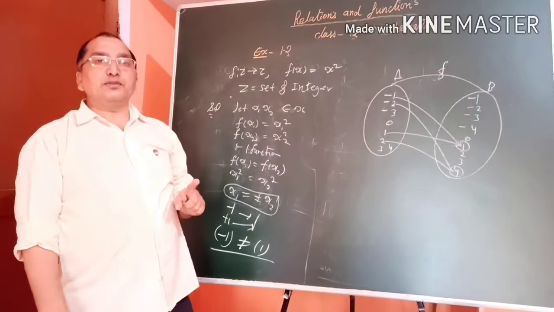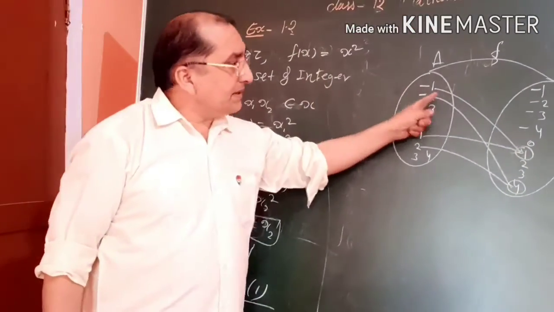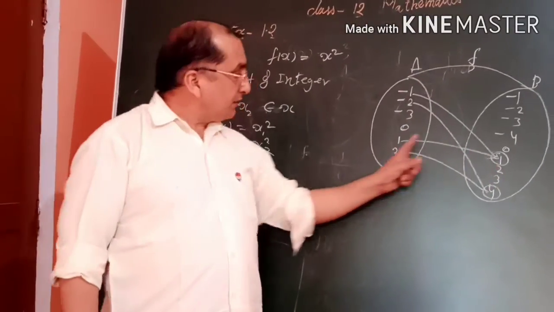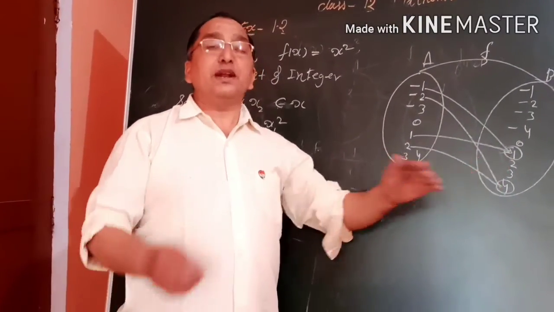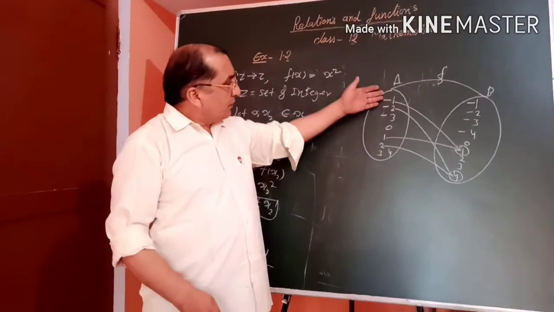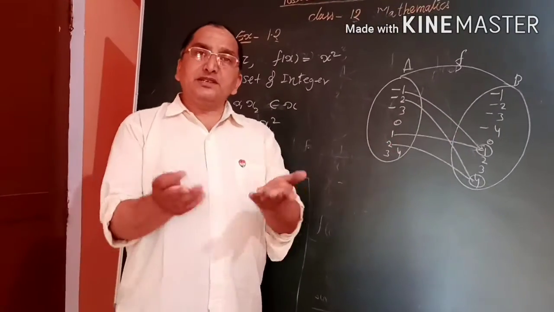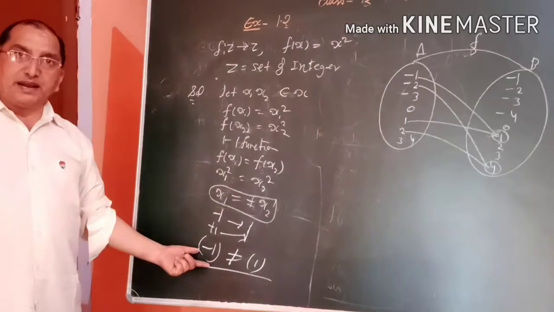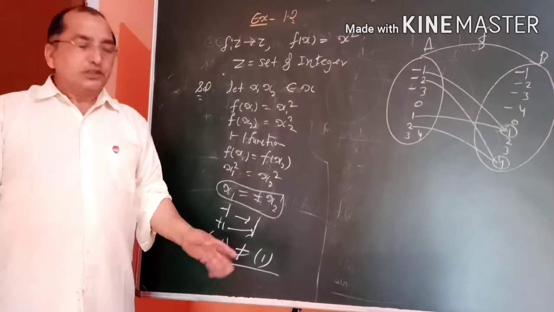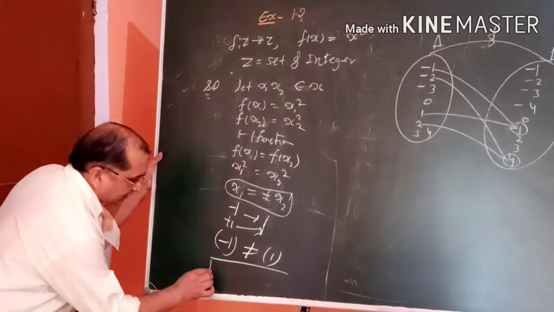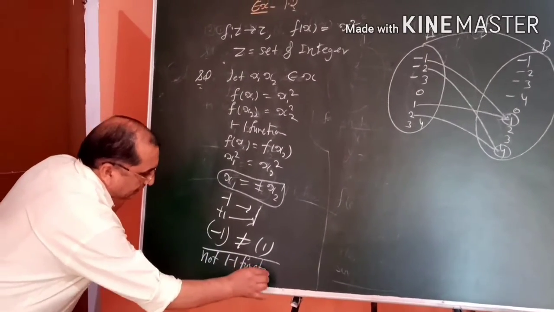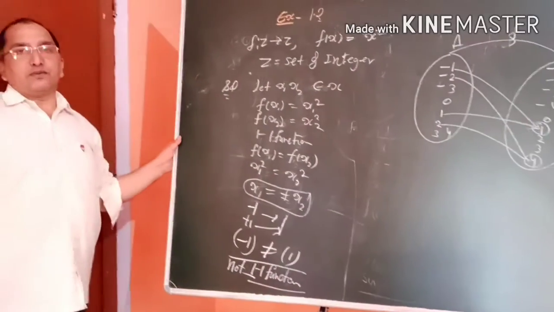As per the definition of a one-one function, every element has an individual image. -1 should have 1, and +1 should have a different image. But we have -1 as well as +1 having the same image, and we know that -1 and +1 are different elements. So this is not a one-one function.